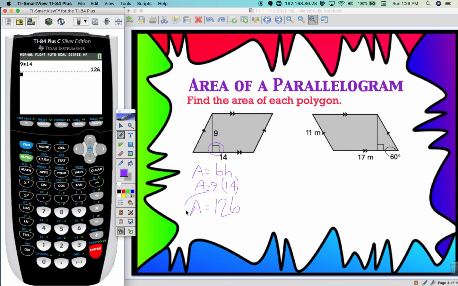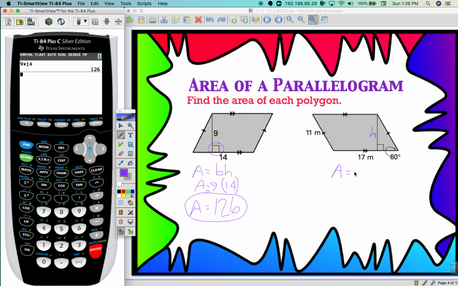I'm not going to worry too much about the units, but obviously we are talking about area, so these are all some kind of units squared. All right, another parallelogram, that's what we're looking for. This distance right here we need to figure out before we can finish it. The base, of course, is 17.